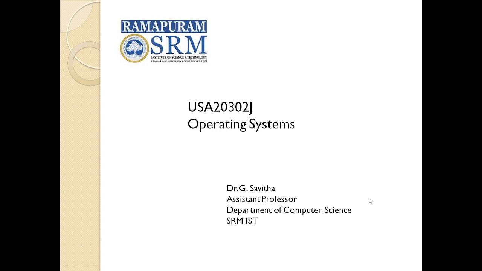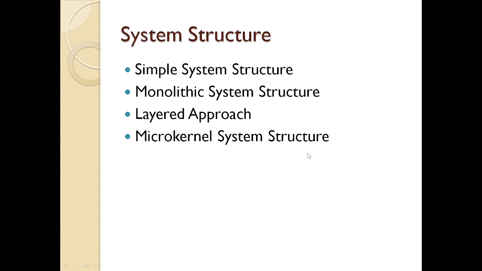In this video, we learn about the system structure. We have four types of system structure. The first one is the simple system structure, then the monolithic and layered approach, and finally the microkernel system. What is simple system structure?